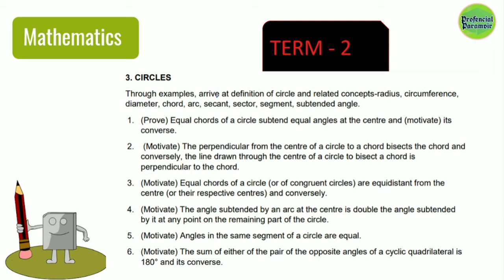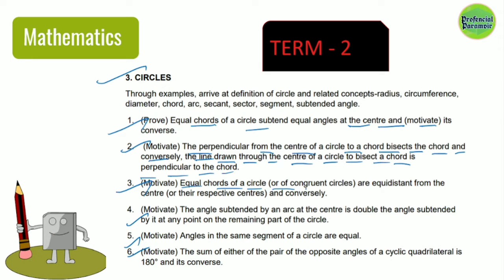We are having the chapter circles. From the circles chapter, we are having again 6 topics. Equal chords of a circle subtend equal angles at the center and its converse. The perpendicular from the center of a circle to a chord bisects the chord. The line drawn through the center of a circle to bisect a chord is perpendicular to the chord.